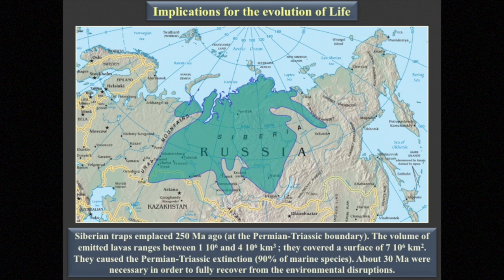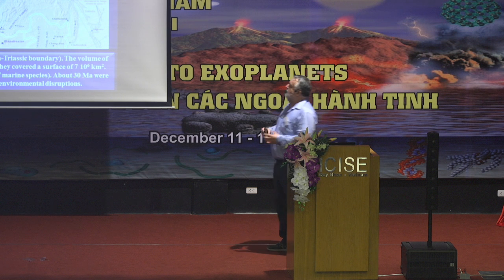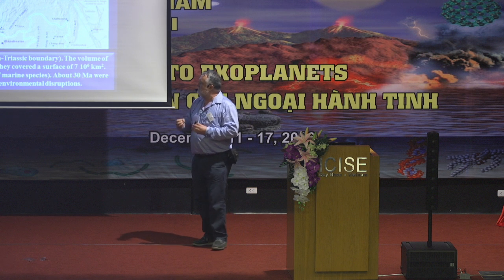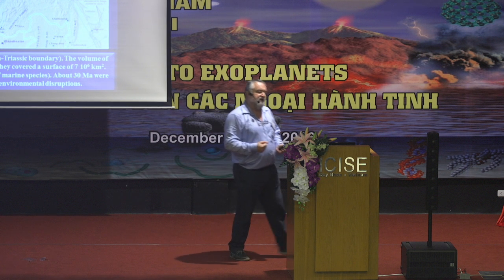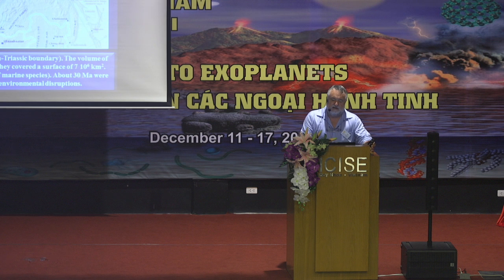Now, I will finish with this slide. Here are the Siberian traps. So they cover a very wide area. And the emplacement of these traps at the boundary between the Permian and Triassic period led to the extinction of 90% of the marine species. So what I would like to say is that all this volcanic activity, this peak of volcanic activity, should have very strong consequences on the environment at the surface of the Earth.